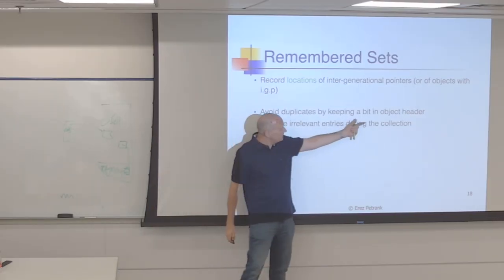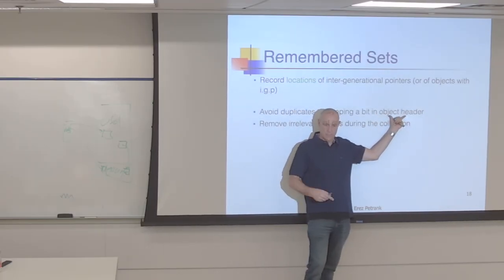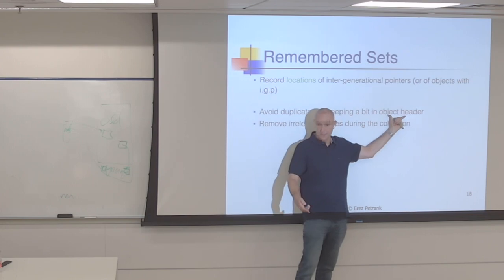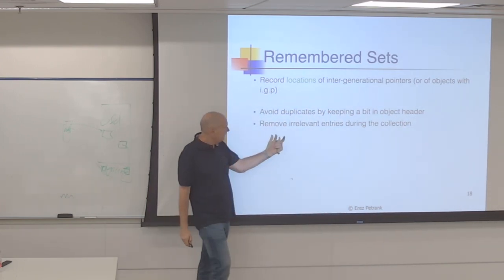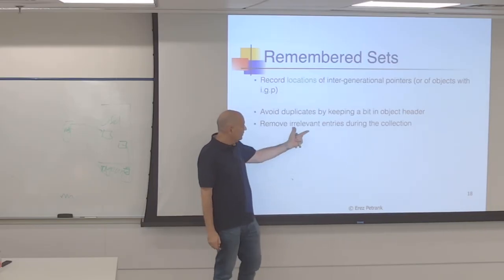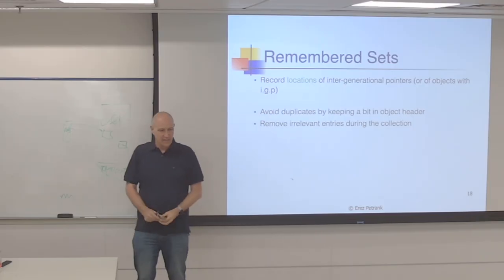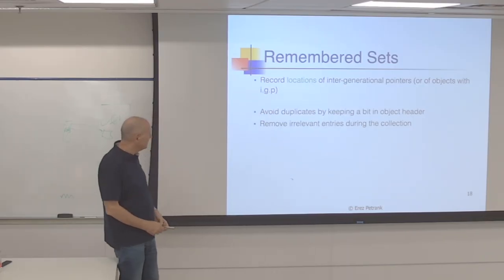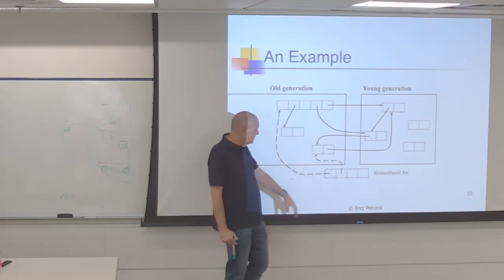So I could keep a bit in the object header to tell me if it's already in the records, and then I will not put it there again. This is to avoid duplicates. And I want to remove irrelevant entries during the collection. And this is something that soon you will tell me how. Let's look at how it looks.